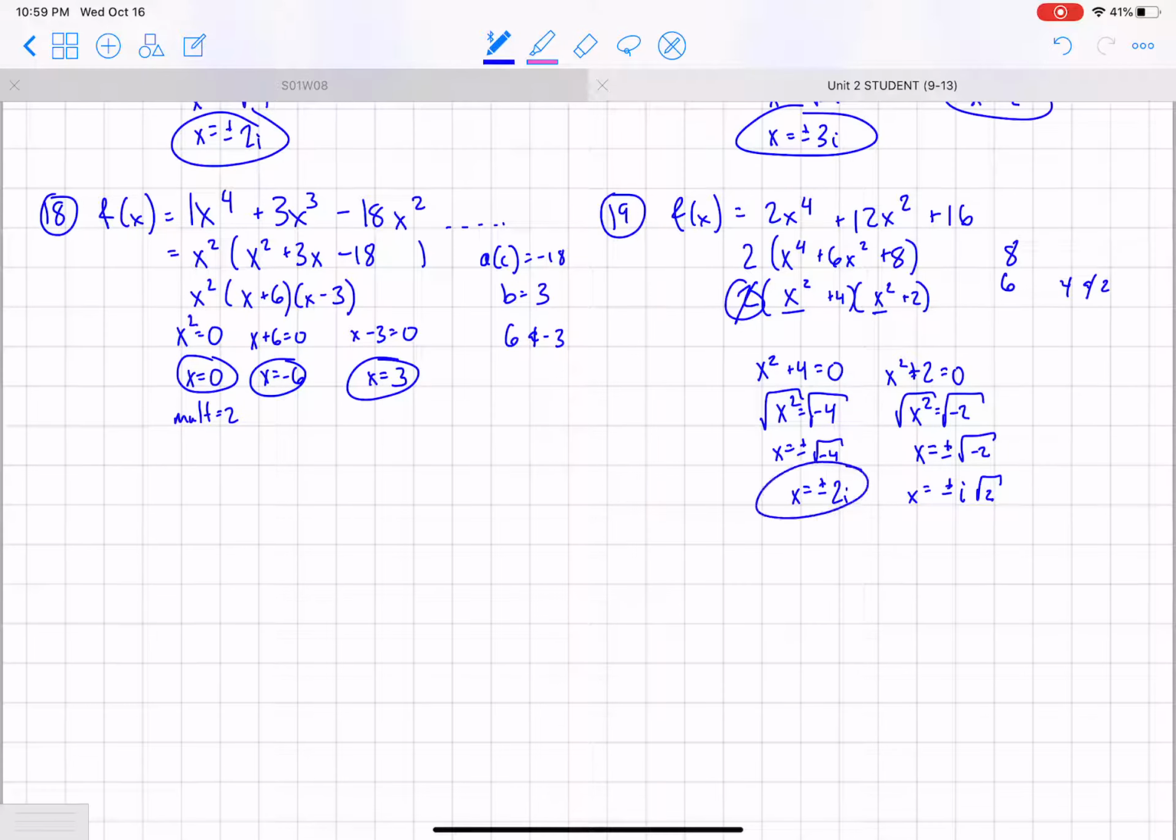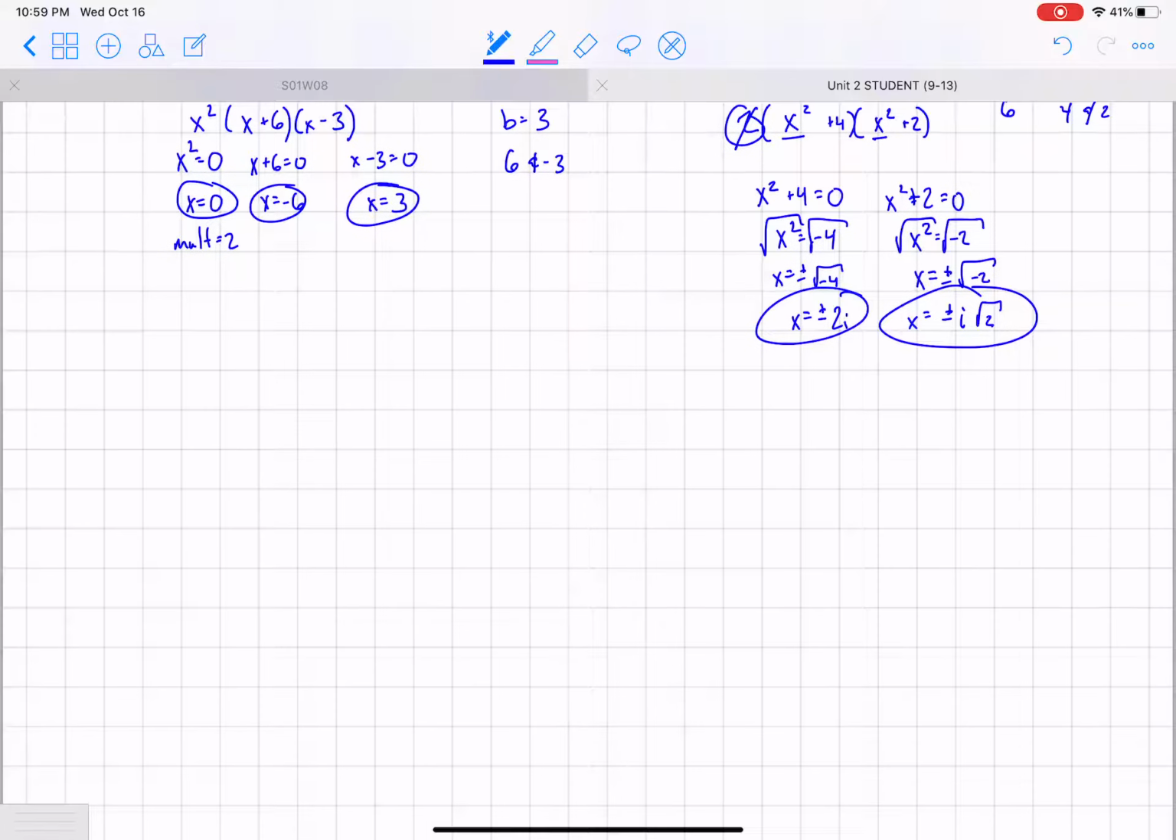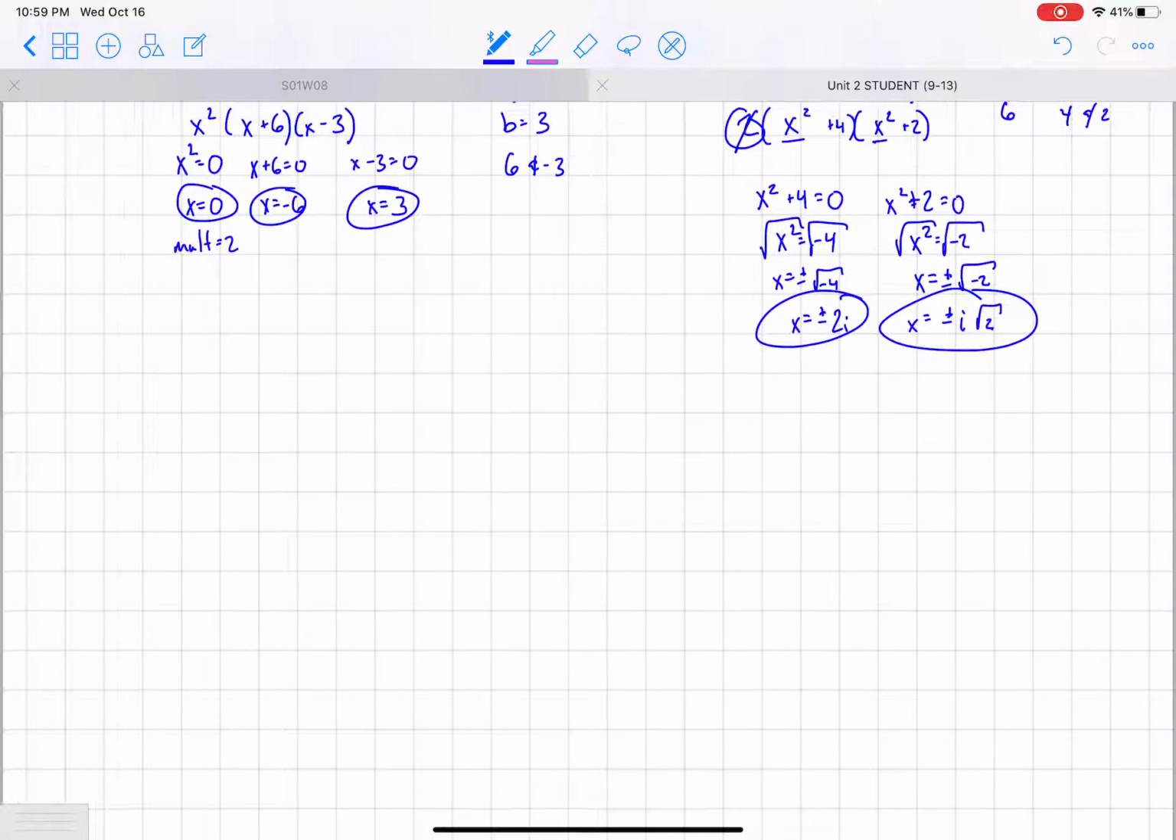All right, so those would be our 4 separate x-intercepts. So those were all the factoring ones. Now we have to graph 20 and 21. We're just going to try to do this with a sketch, so no reason to get too stressed out. So let's move on to 20.